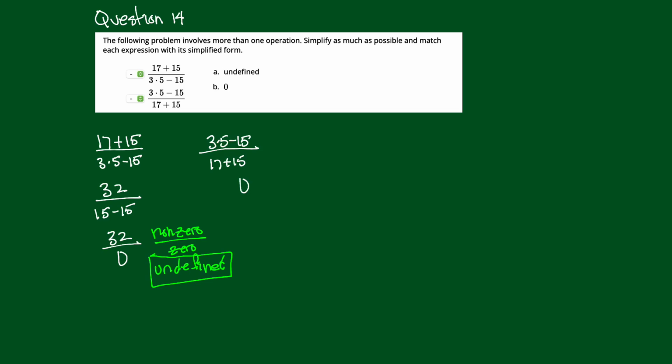All right, so I get 0 on the top. Do you see it? 3 times 5 is 15, minus 15 is 0. Okay, and in the denominator, I've got 17 plus 15 is 32. Now what I've got is 0 over non-zero, and that is a 0. Okay, so I'm going to claim now that this one is just 0.